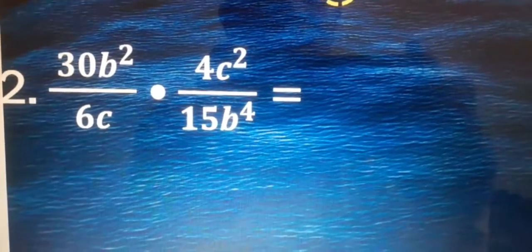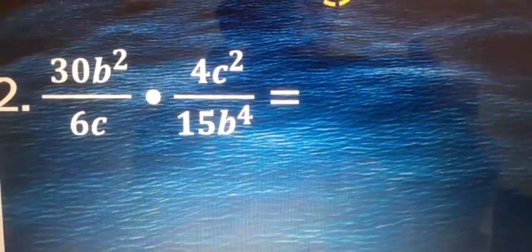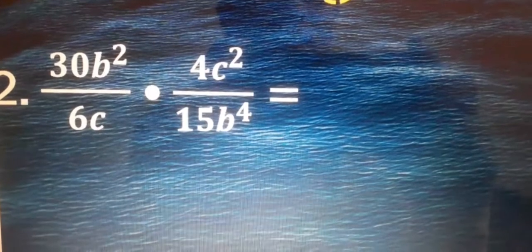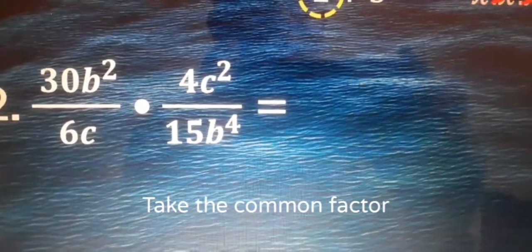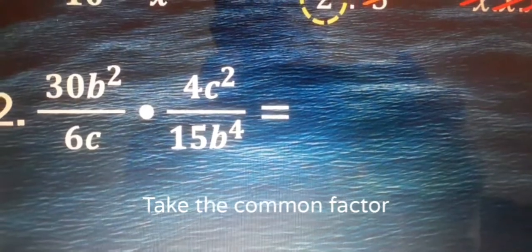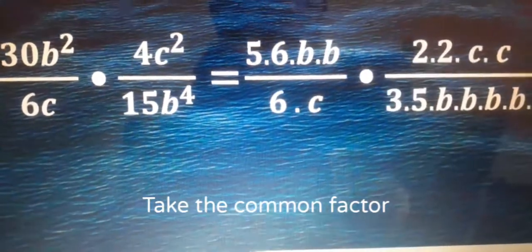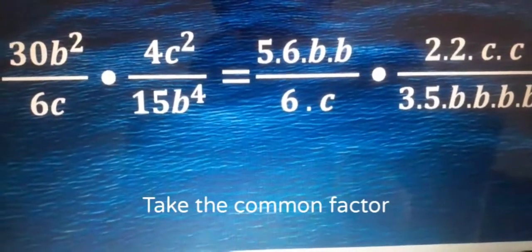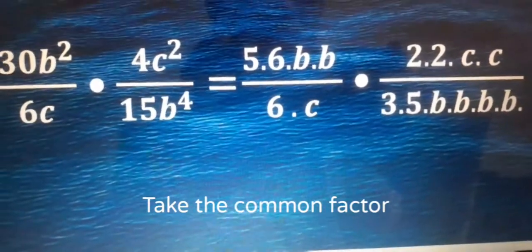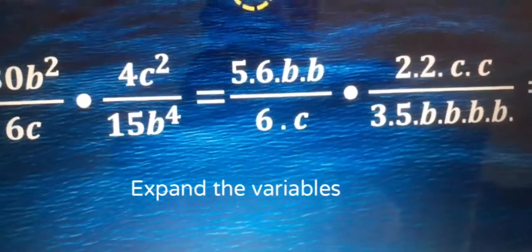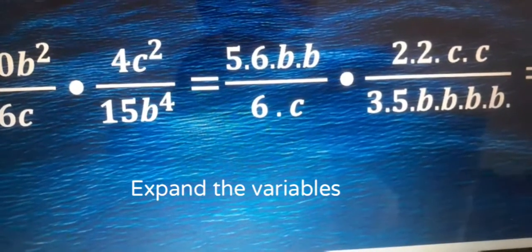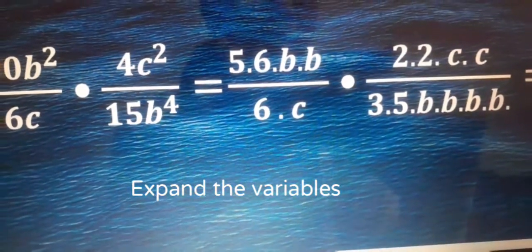Let us consider the second example. Tulad ng ginawa natin kanina sa first example, same process lamang po tayo. Kung factorable pa po yung numbers and variables, we have to factor those numbers and variables by expanding the variable and finding the common factor of the whole number. And this will become, the factor of 30 is 5 times x times b times b. We also have to factor 6 times c, and at the same time, the factor of 4 c squared is equal to 2 times 2 times c times c.